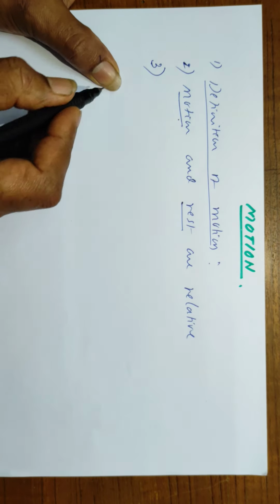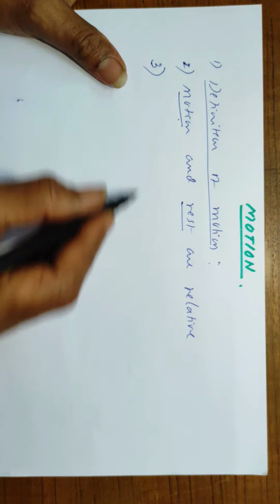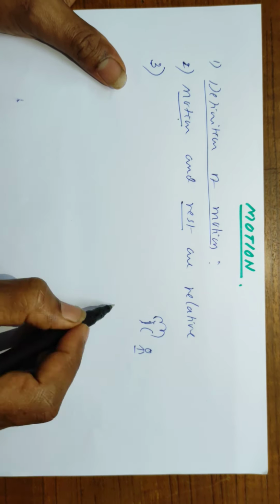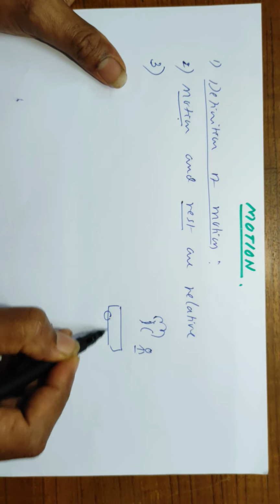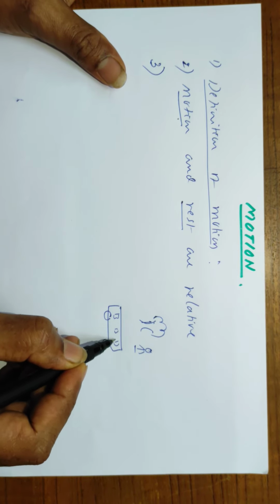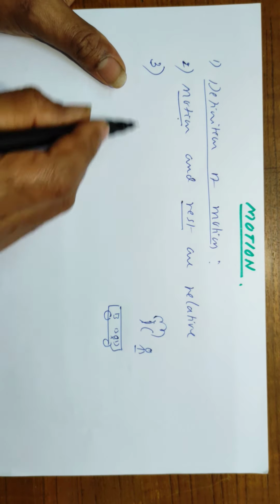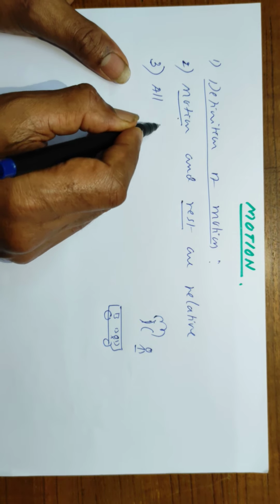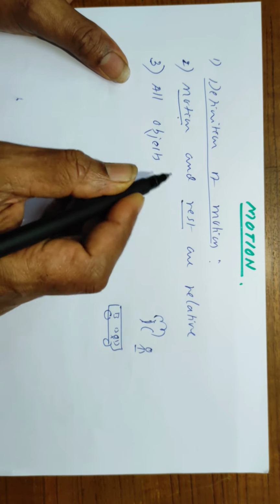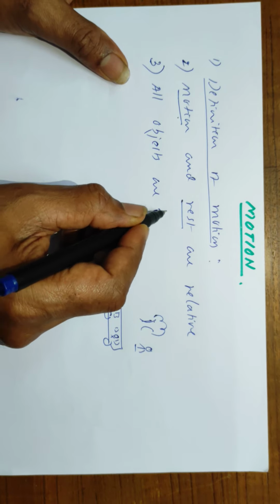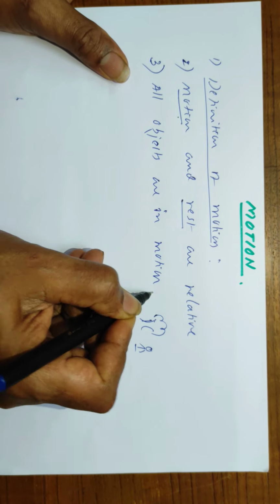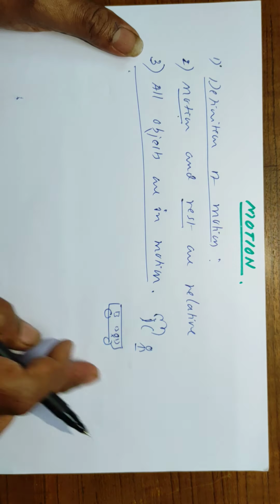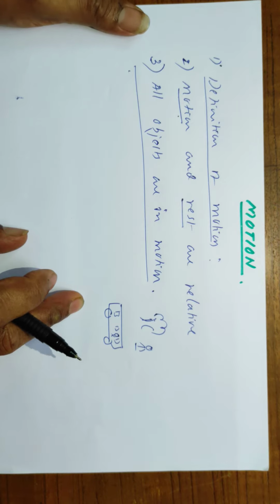Third point is an object which appears to be at rest with respect to one observer may be in motion with respect to another observer. That means, in a sense we can say that all objects in this universe are in motion. So these 3 points are very important. All these things we had already discussed.